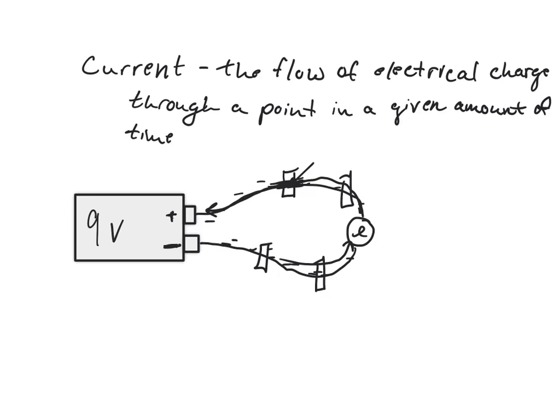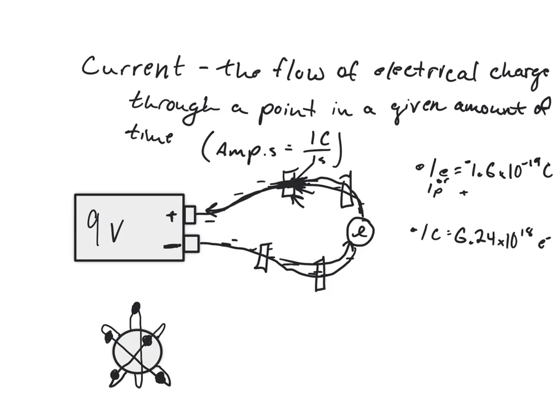Now, the unit for current is amperes, or simply amps, which is defined as 1 coulomb of charge per 1 second. You might be asking yourself, why do we not count electrons per second? Because that's essentially what's actually going on. The reason is there's so many electrons per second moving that it would be ridiculously difficult to count.